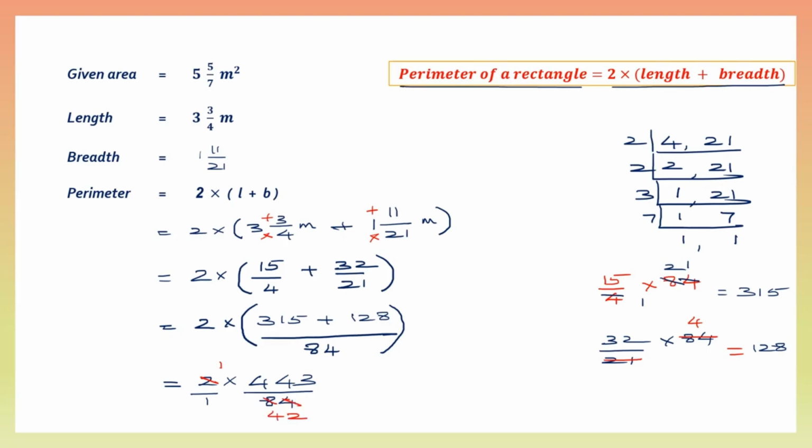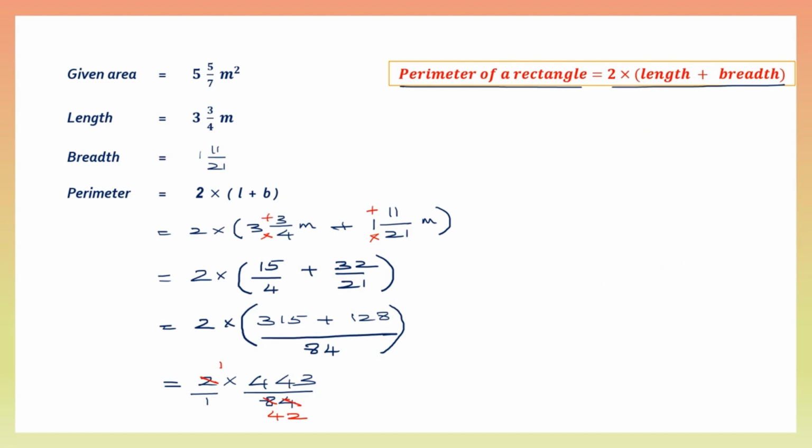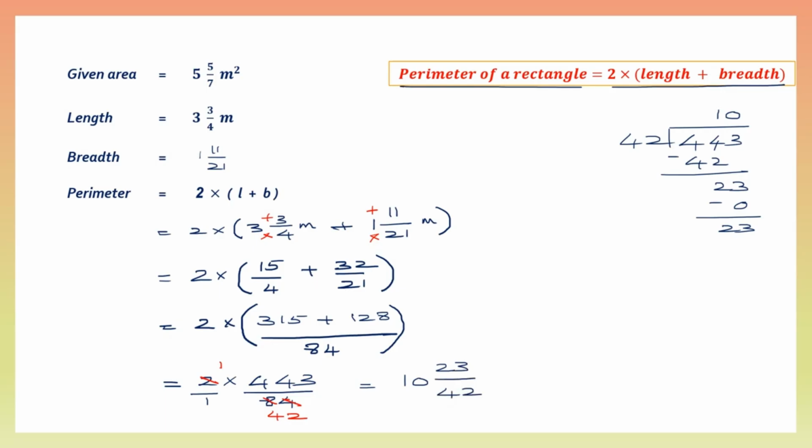So what do we have? 443/42, which is an improper fraction. We can convert it to a mixed number. So let's divide 443 by 42. 42 tens are 420, 443 minus 420 is 23. So we have our mixed number, that is 10 and 23/42. So we have found the perimeter. The unit is meters. So what is our answer? The perimeter is 10 and 23/42 meters.